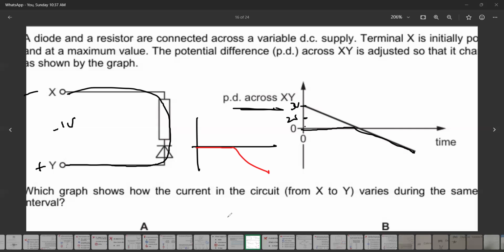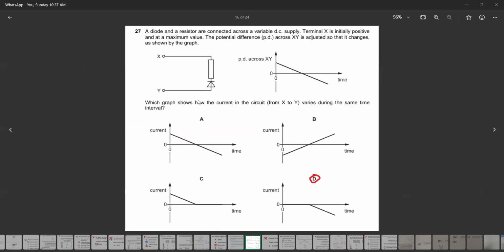How do we know that X is positive and Y is negative? They mention in the question that initially the terminal X is positive. So if X is positive, Y is negative. Here it means X is positive and here it means X is negative. If X is positive, the diode won't conduct at all. And when Y is positive, the diode will conduct.